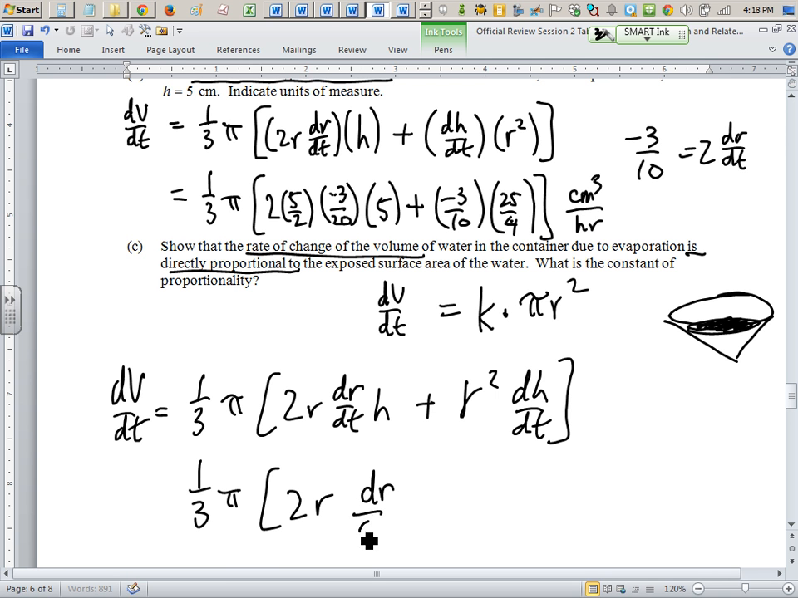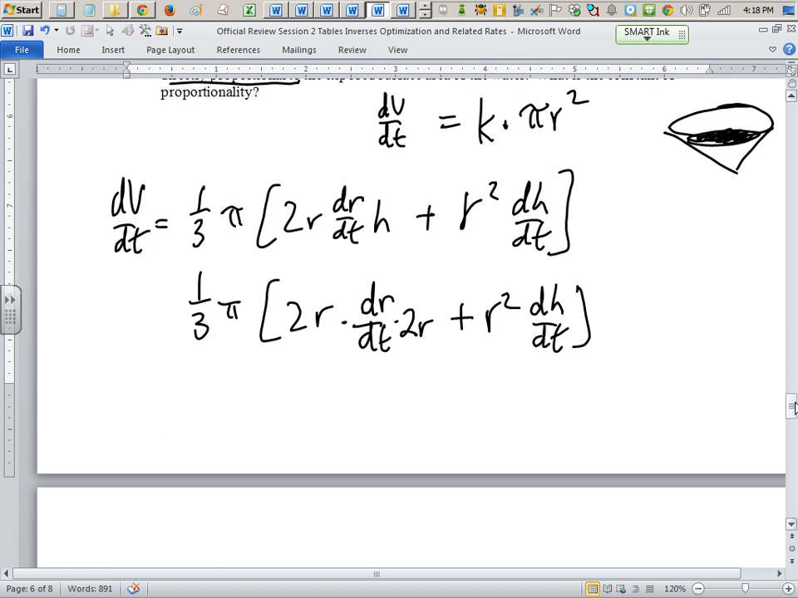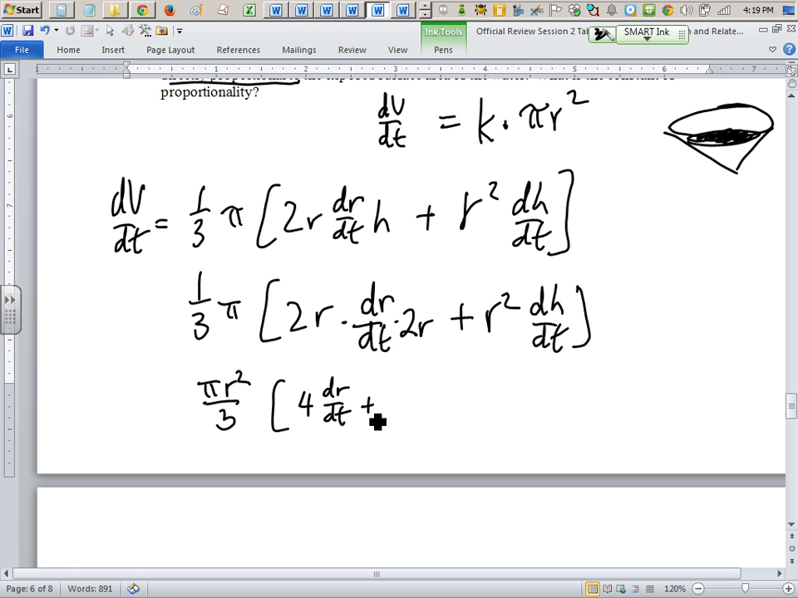This is a 2r we learned earlier. Alrighty. I wanted a pi r squared out front. We can achieve that. Let's steal all the r's and put them outside. Pi r squared over 3. Inside I now have a 4 dr/dt and just a lonely little dh/dt. I stole the r squared. Everyone see what I did? I stole all the r's from the inside.